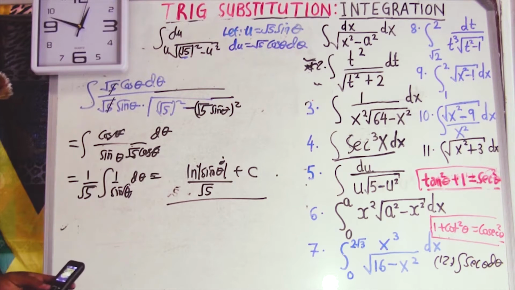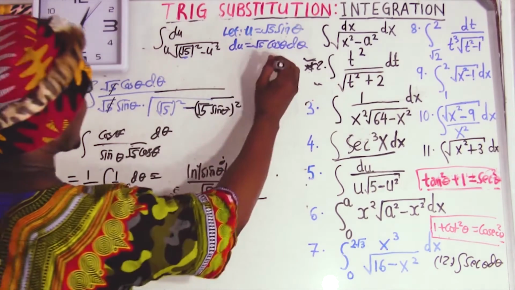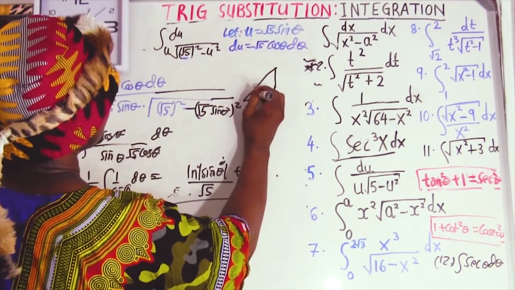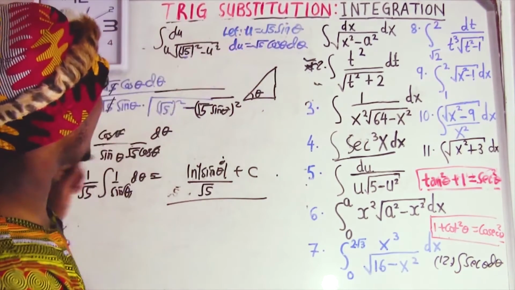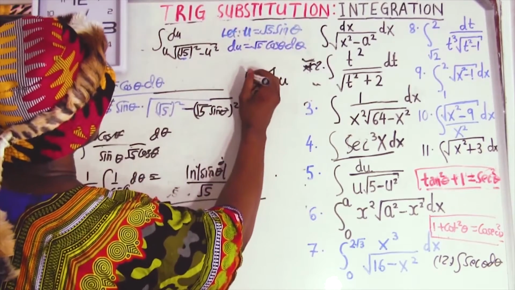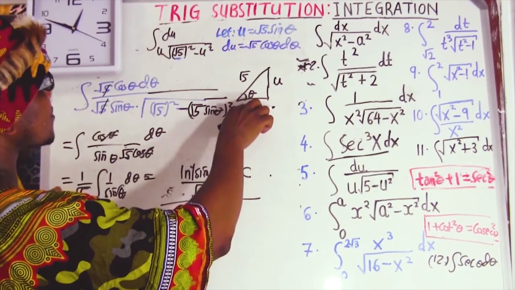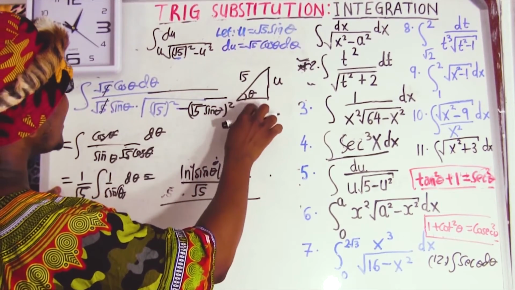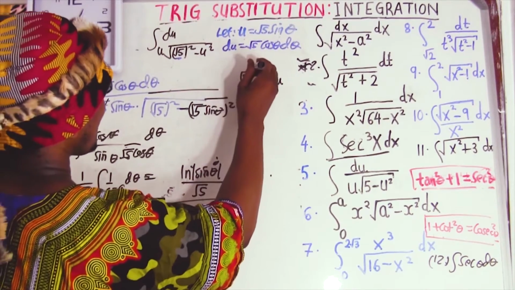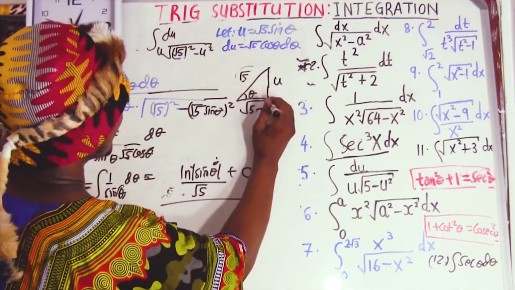Okay, we don't want it to be like that. So then what we're going to do now, we're going to come to a small triangle. So this is going to be our theta. Now sine equals opposite over hypotenuse, which is equal to u over the square root of 5. And we don't know this side, but we can get it. How are we going to get it? I'm going to take the square root of this one squared, which is going to give us 5 minus u squared.